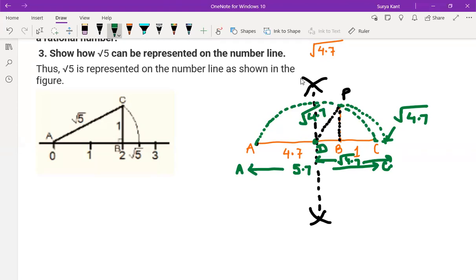Again, your question is root of 9.3. If you understood this, all of you have to do root of 9.3.